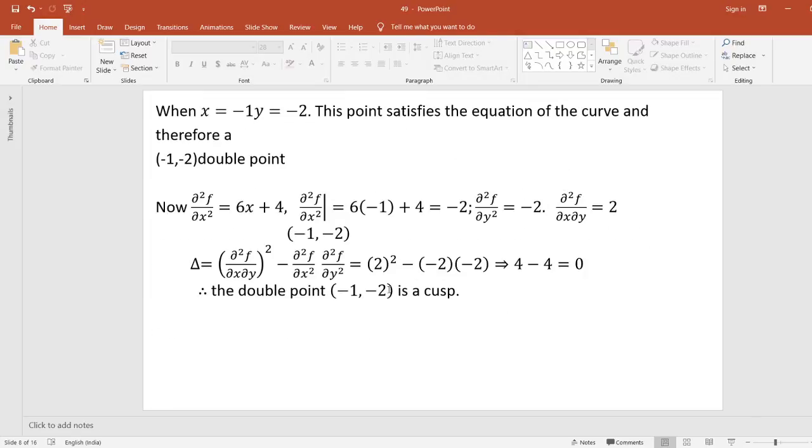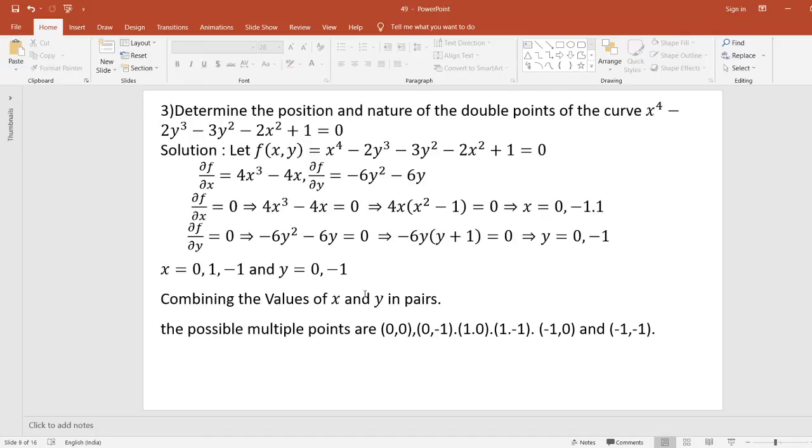We have 2. We have to find these values at the point minus 1 comma minus 2. So delta is equal to del square f by del x del y whole square minus del square f by del x square into del square f by del y square. What we have? 2 square minus, del square f by del x square is minus 2, into minus 2. What we have? 4 minus, minus into minus is plus, plus into minus is minus. 4 minus 4 is 0. Therefore, this double point is a cusp. This is the nature of the double point.